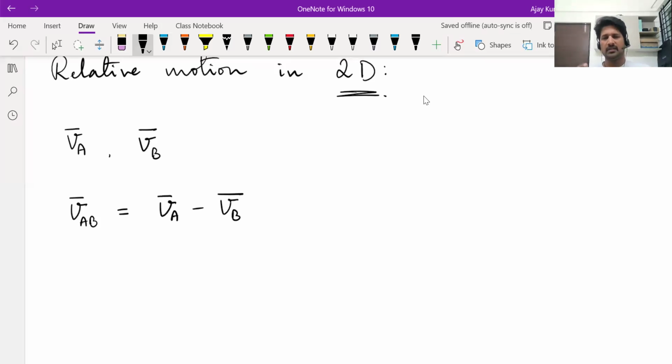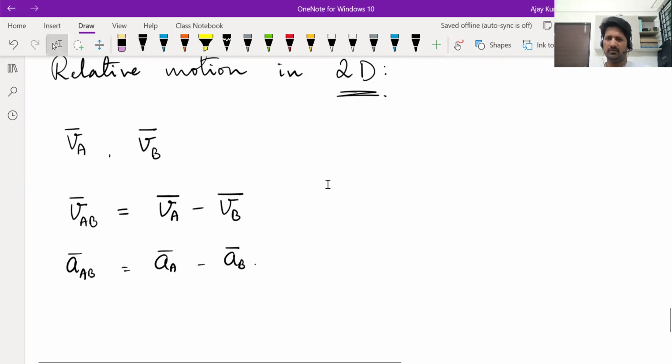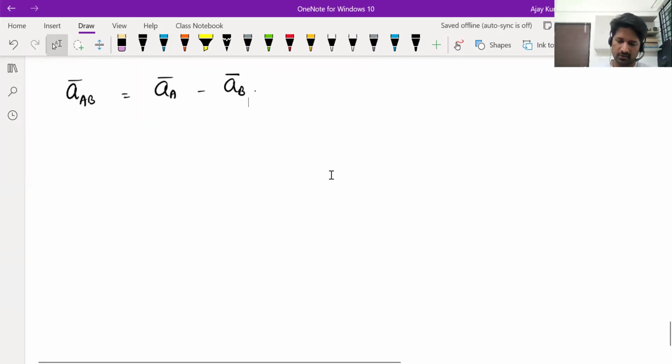Whether it is 1D, 2D or 3D, this is the basic formula for relative velocity. Similarly, acceleration of A relative to B is the actual acceleration of A minus the actual acceleration of B. That's how relative velocity and relative acceleration are calculated. Solve this question quickly, all of you. Let's imagine a situation like this.